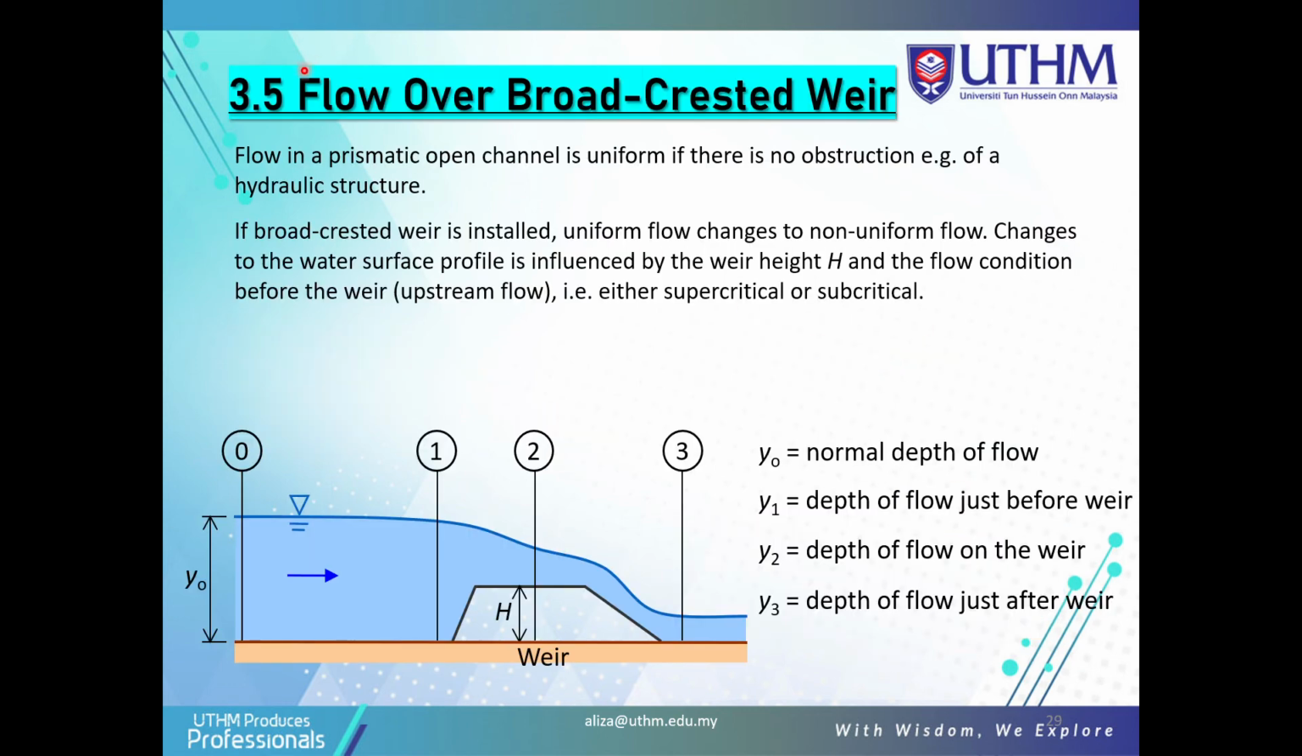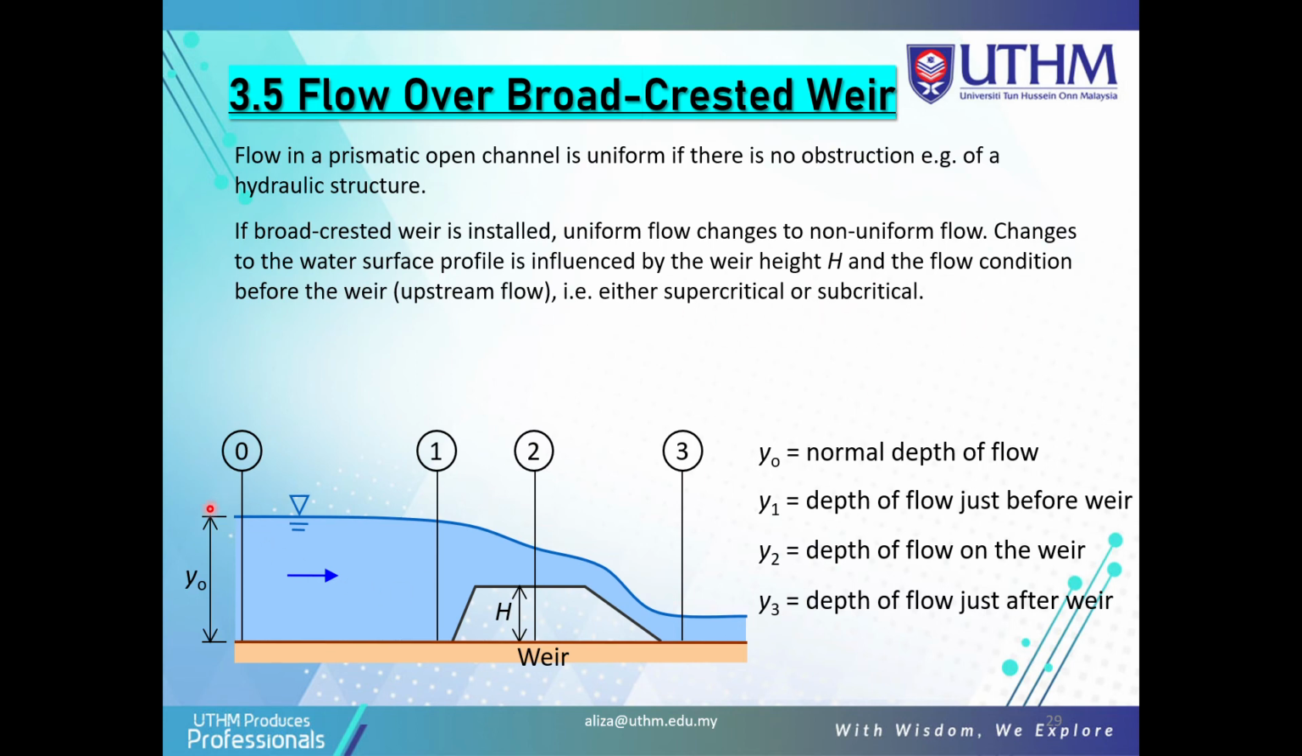Now we look at the flow over a broad crested weir. Flow in a prismatic open channel is uniform if there is no obstruction by a hydraulic structure. If a broad crested weir is installed, uniform flow changes to non-uniform flow. The change to the water surface profile is influenced by the weir height h and the flow condition before the weir, upstream flow, either supercritical or subcritical.